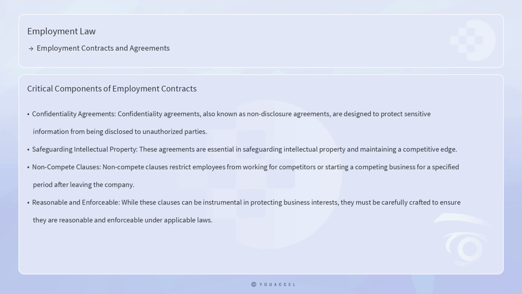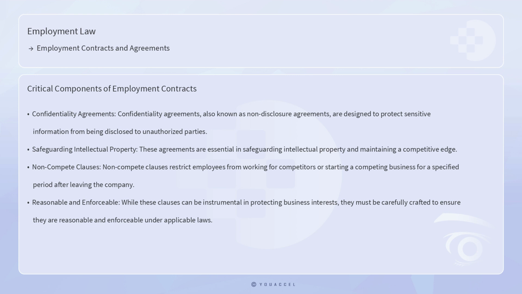Confidentiality agreements and non-compete clauses are additional critical components of employment contracts, particularly in industries where proprietary information and trade secrets are of significant value. Confidentiality agreements, also known as non-disclosure agreements, are designed to protect sensitive information from being disclosed to unauthorized parties. These agreements are essential in safeguarding intellectual property and maintaining a competitive edge.